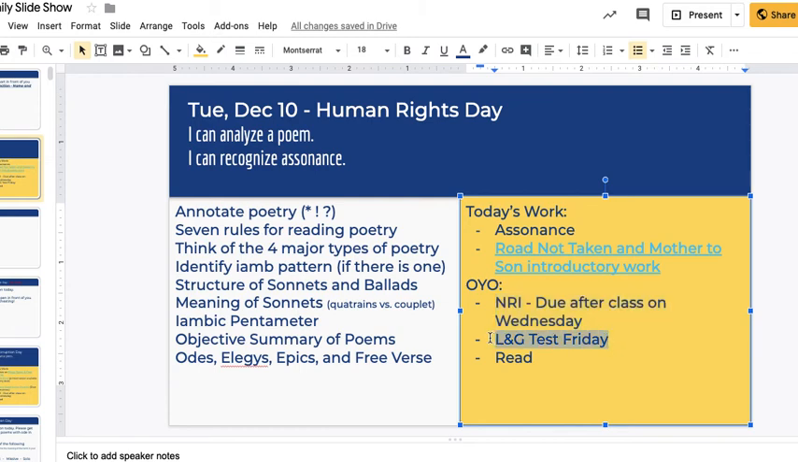And just a reminder, Latin Greek test on Friday. They might want to look at the terms once or twice, and they should plan on doing some reading.